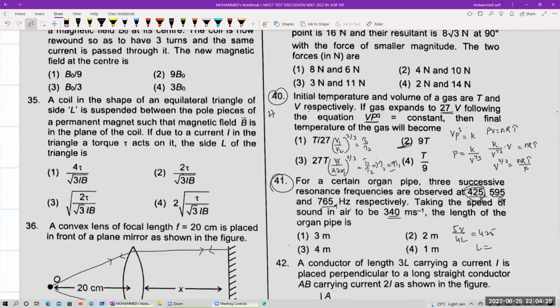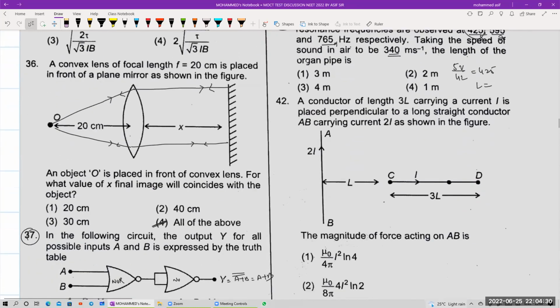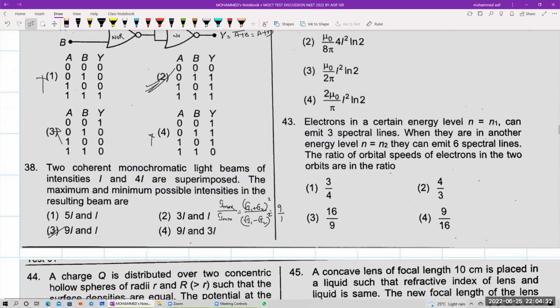चलो. Next one is magnetism. And question number 43 is again from modern physics. Question number 43 देखो बेटा कोई कर सकता है क्या? Electrons in a certain energy level n is equal to n1 can emit 3 spectral lines. When they are in another energy level n is equal to n2, they can emit 6 spectral lines. The ratio of orbital speed of electrons in the two orbits are in the ratio of how much for me?